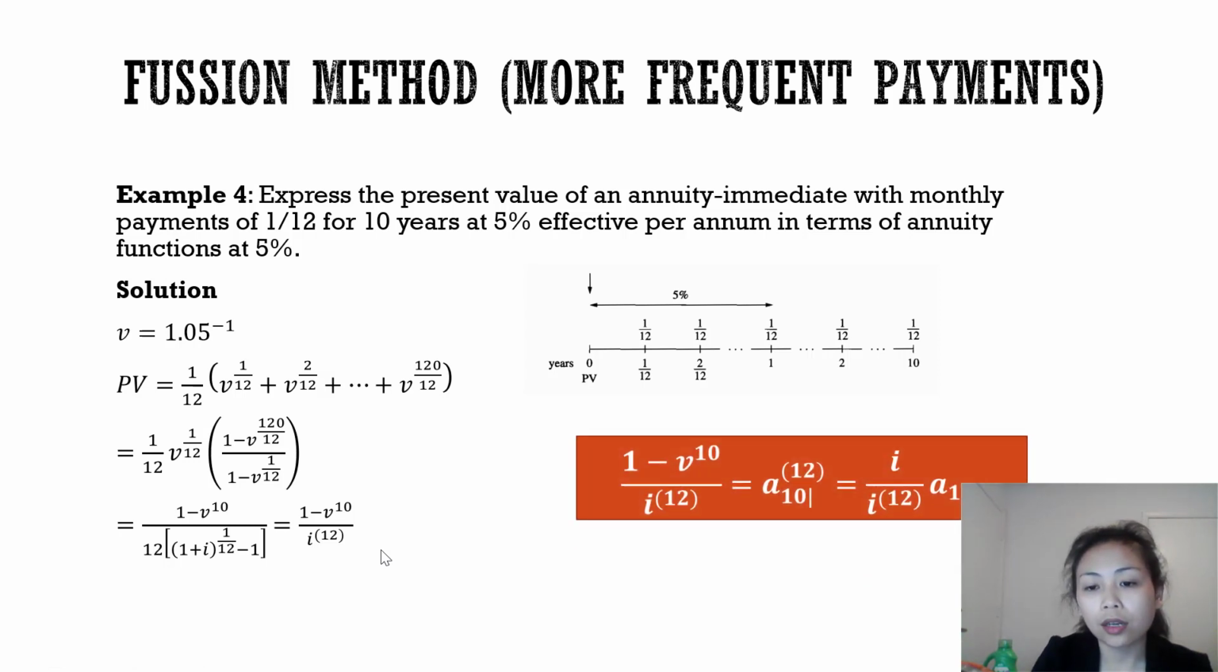So we have a new formula. 1 minus v to the 10 over i to the top script 12 is a angle 10 with the top script 12. This is a new notation. This notation means that we consider an annuity immediate which lasts 10 years, and the payment is made every month. That means 12 times in a year.